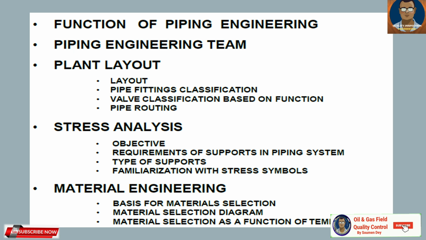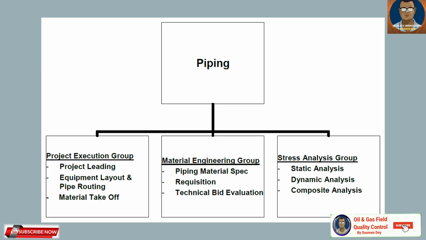The function of piping engineering, the piping engineering team, plant layout, pipe fittings classification, valve classifications, and pipe routing. In very brief, the stress analysis, which is very crucial for the design engineers, and the material engineering, a little bit we will touch on that. Piping is basically handled by three groups. One is the project execution group, another is the material engineering group, and the stress analysis group. So let us go through them one by one.